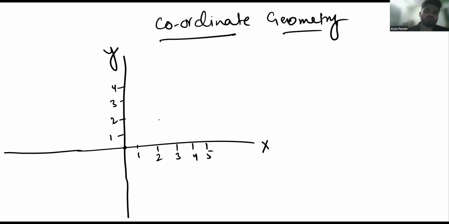So if there is a point here, there's a term and condition that you have to tell me the coordinate of this point. You have to write the coordinate first. You have to write the x coordinate, then you have to write the y coordinate. So if you have to reach this point P, what will you do? How many steps do you have to go on the x-axis?